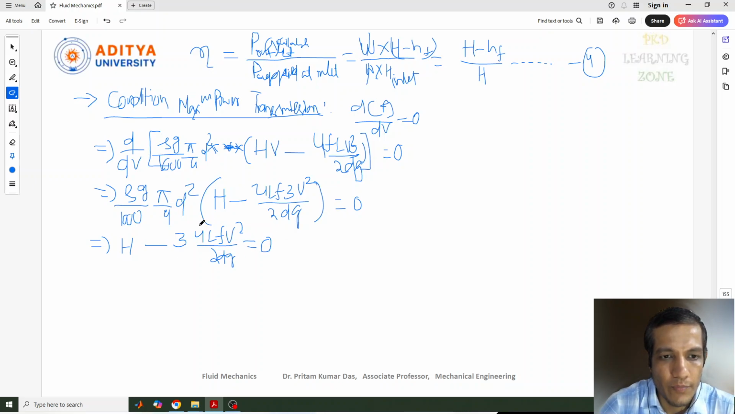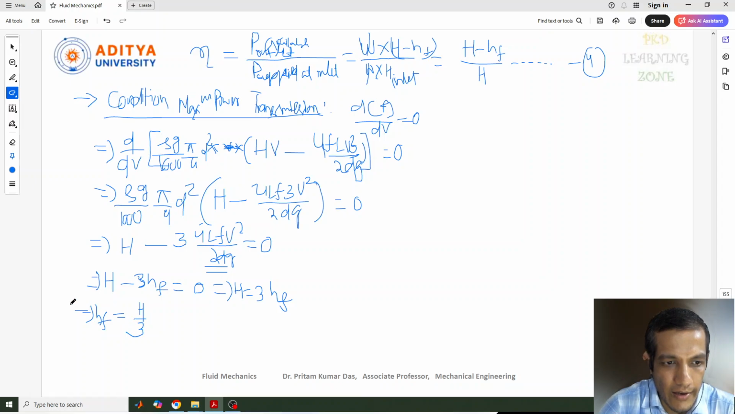Now if you see, this part is nothing but the head loss part, 4F LV square by 2DG, the head loss due to the friction. So what we can put here: H minus 3 HF, H minus 3 HF equal to 0, or we can write H equal to 3 HF. So here the head loss due to the friction, HF, equal to, I can write, H by 3. H by 3. This is our final conclusion when we consider the maximum power transmission.